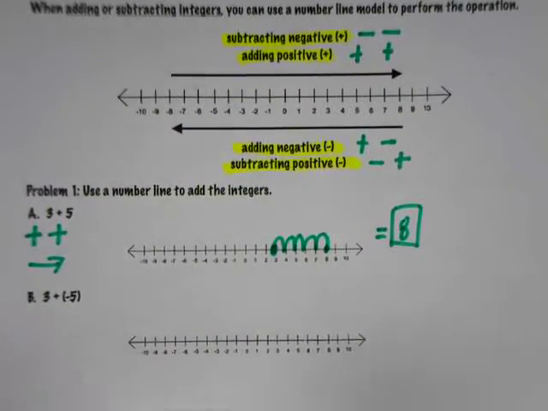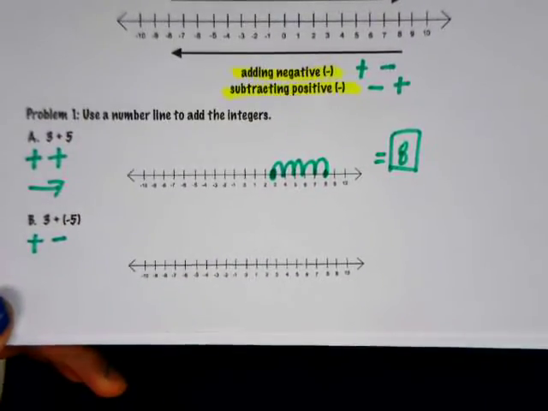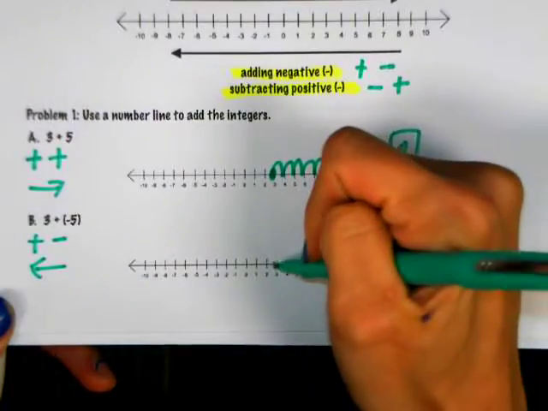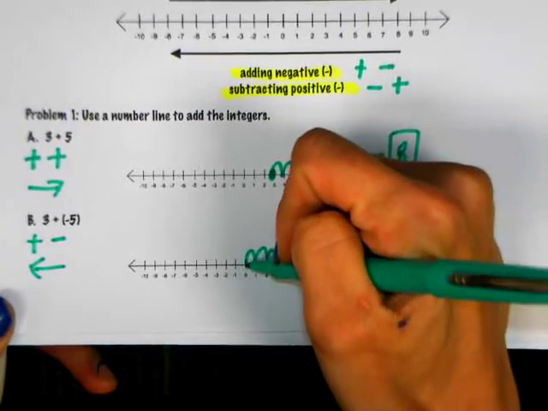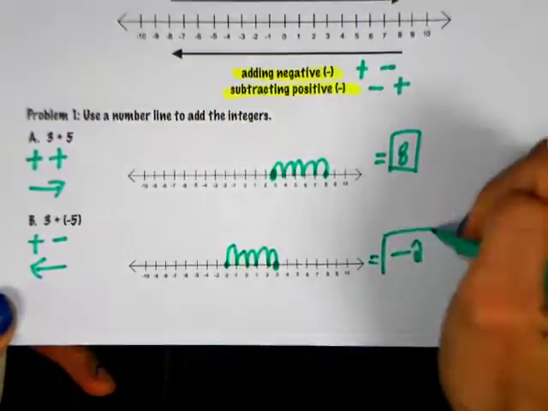3 plus negative 5. We're adding a negative. So what direction is that? Left. So still start at 3, but this time go to the left. So you're at negative 2.